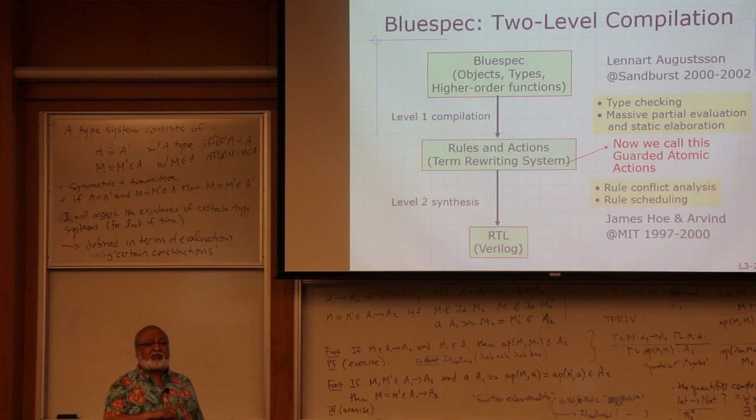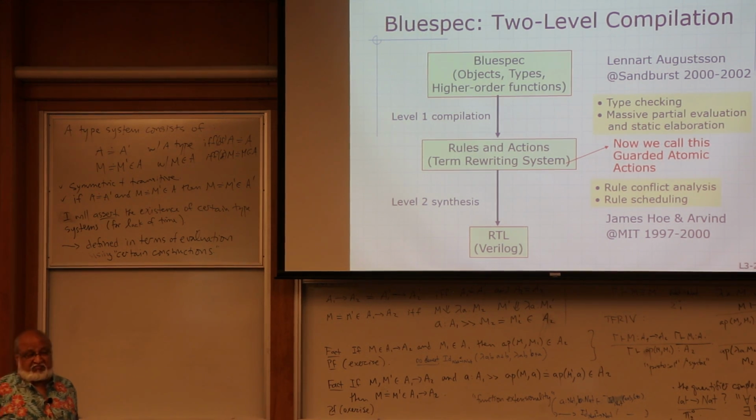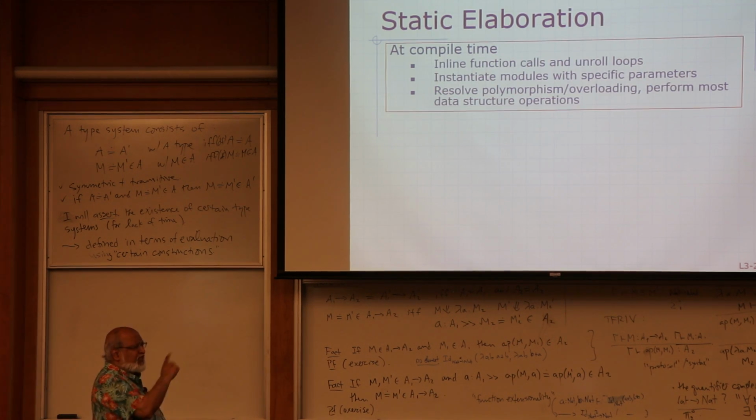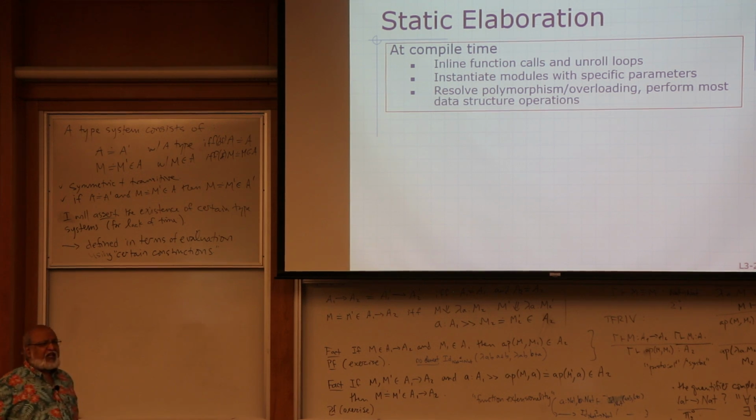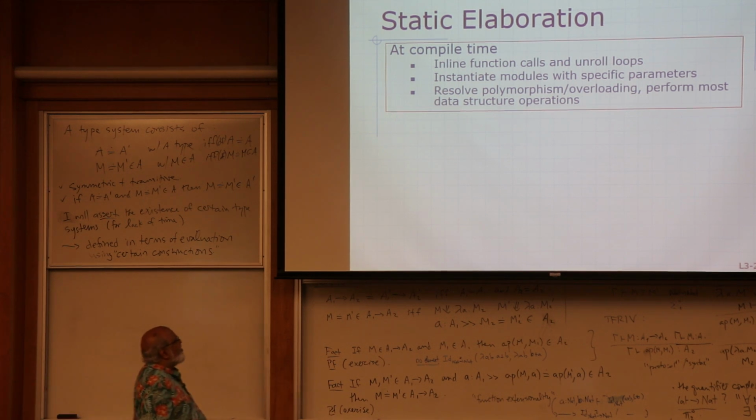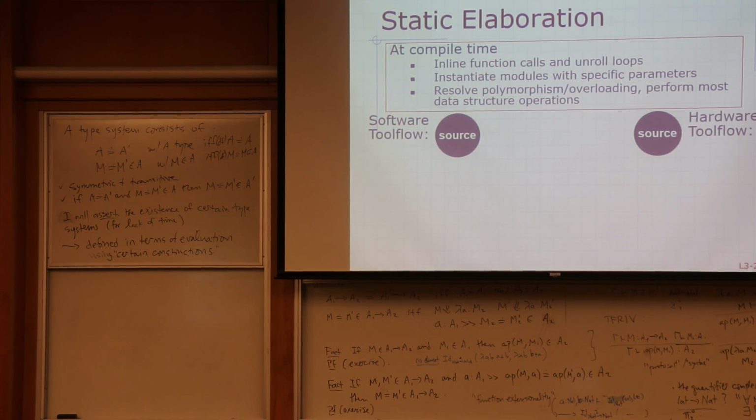That's the massive partial evaluation phase, and it takes the maximum amount of time in compiling. If you start using very sophisticated features of functional languages, it'll take time. It's like executing your program at compile time. The way I explain this is, at compile time you're inlining function calls and unrolling all loops, instantiating modules with specific parameters, resolving polymorphism and overloading, and performing most data structure operations, because there are no data structures in my language except for bits and primitive things like integers and whatever you define using those.